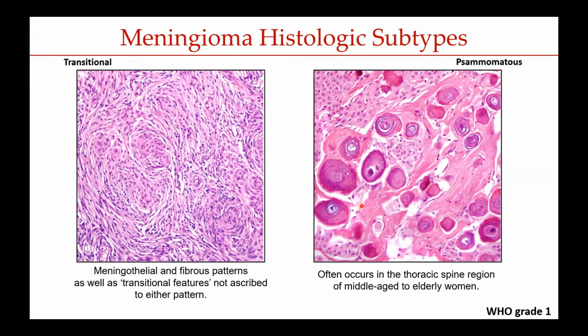And then the other side are the psammomatous meningiomas with lots and lots of psammoma bodies, sometimes so dense that they form a big aggregated mass. These tend to be found in the thoracic spine of middle-aged to elderly women, and these also are grade 1 tumors.